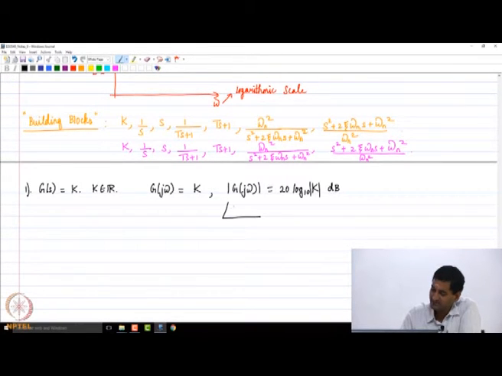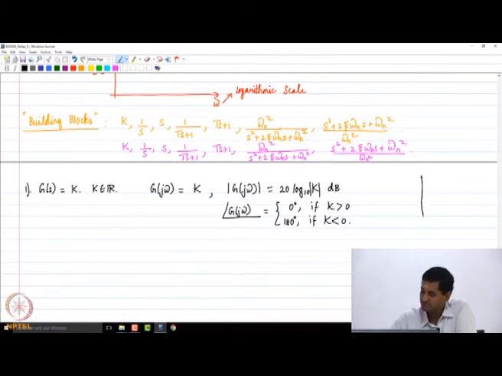What can you say about the phase of G(jω)? It is going to be 0 degrees if k is greater than 0. It is going to be 180 degrees if k is less than 0, right. Why? Because if I plot the complex plane, what I call the G(s) plane, because I am plotting this factor.